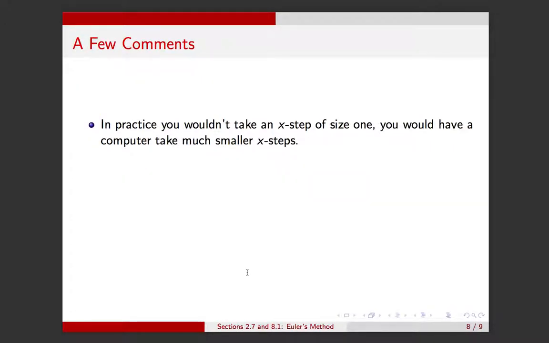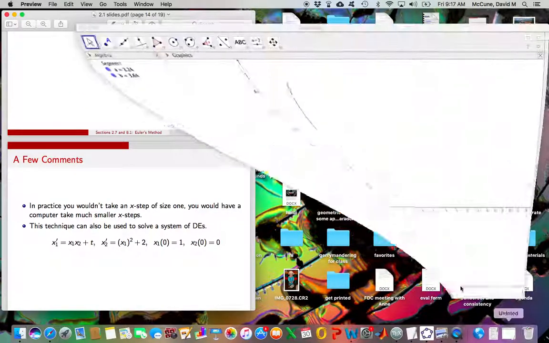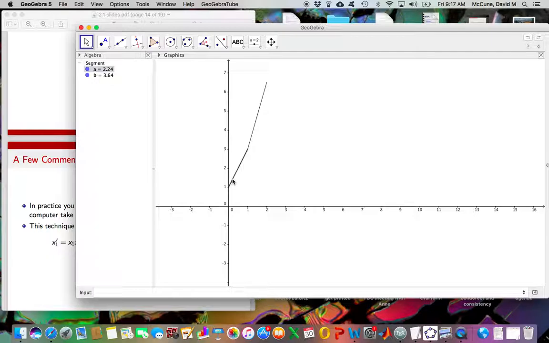So what you would do instead is take an x step of, say, size 0.01 or 0.1 maybe, something very small. And then geometrically, what I did here was I drew a tangent line and I followed it for a while, right? I followed it for an entire x step of size 1. If instead your x step was size 0.1, you just wouldn't follow it so far.